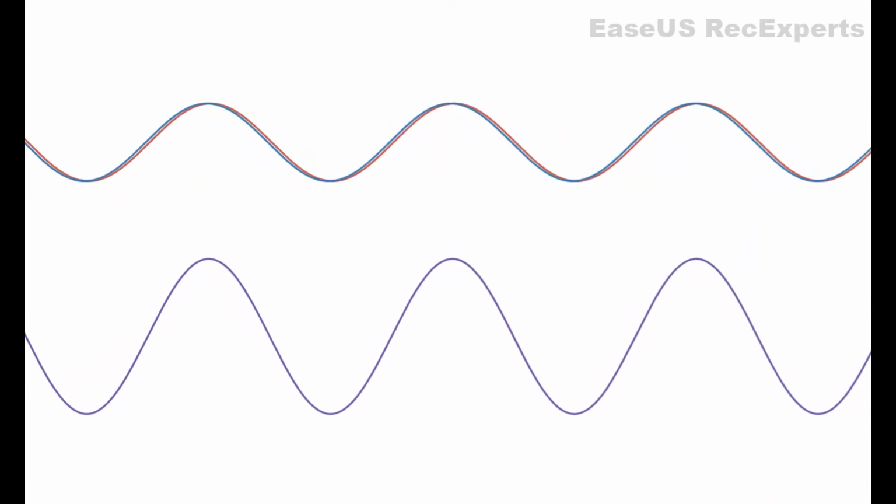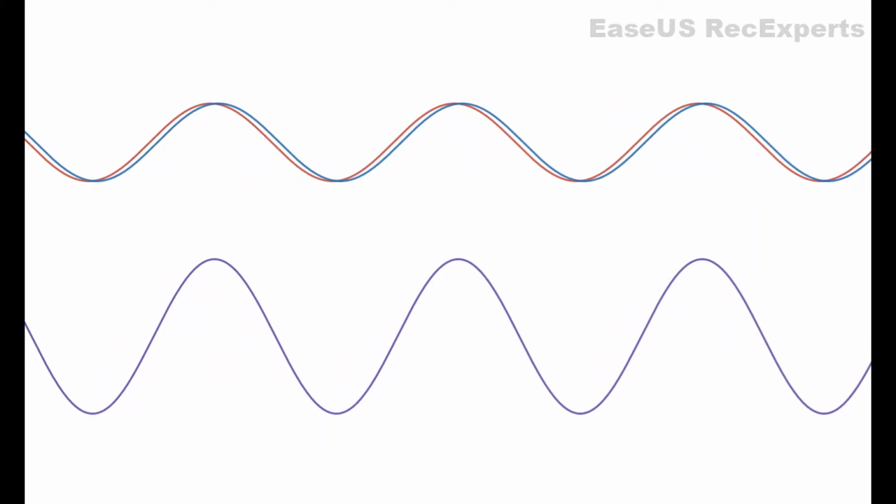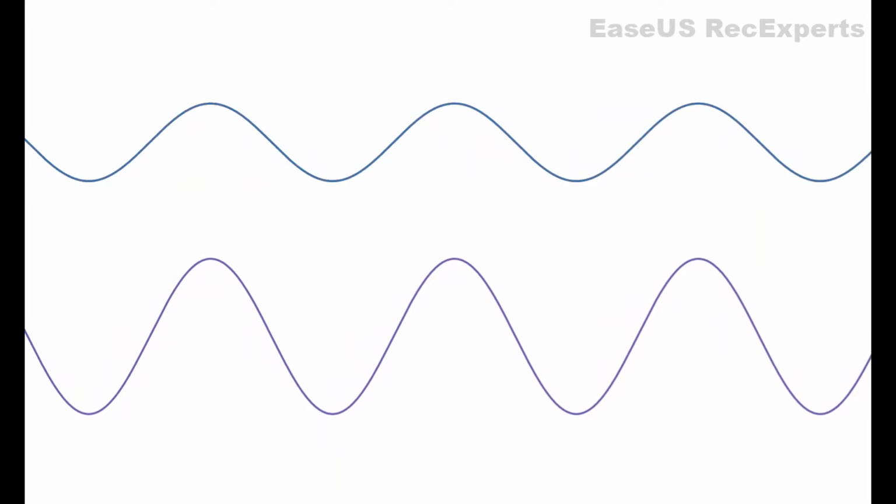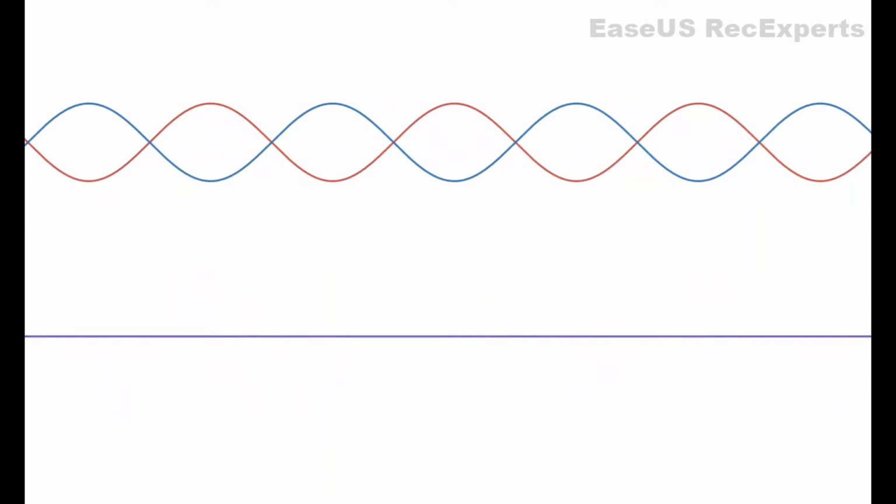If I shift them such that the peaks align with peaks and valleys align with valleys, we get a wave that is twice the size of the original waves. We call this constructive interference. If I shift the waves so that the peaks of one wave align with the valleys of the other, they cancel out and we get an amplitude of 0. The waves seem to disappear. This is called destructive interference.